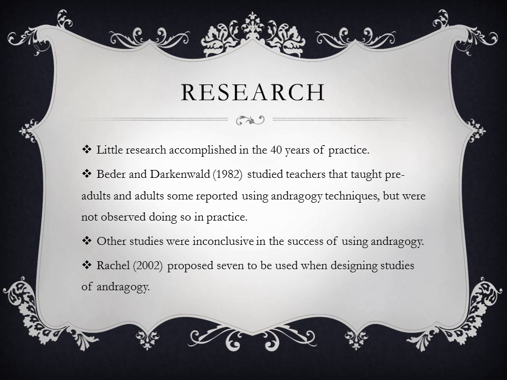Even though andragogy has been the major adult education theory for over 40 years, there has been very little research on the topic. In a study by Beda and Darkenwald in 1982, in which they asked teachers if their teaching style was different for adults and for children, the overwhelming response was that yes, obviously teaching adults was very different. When observing teacher behavior, these evaluators reported both groups were taught with similar methods, thus contradicting the teachers' responses.